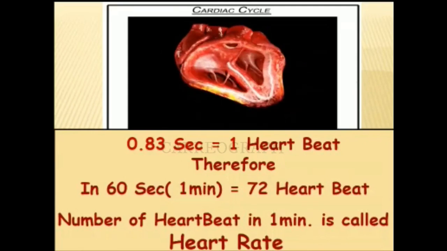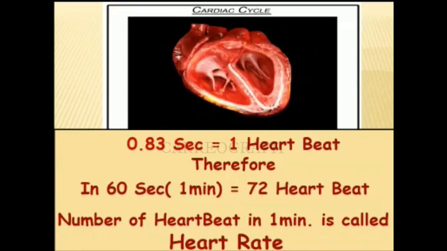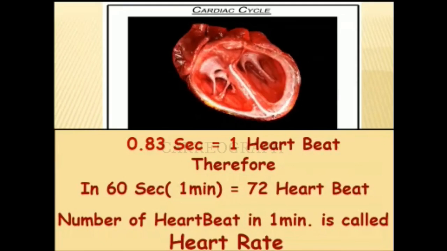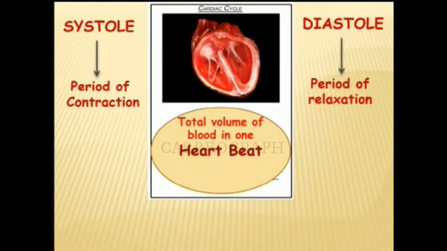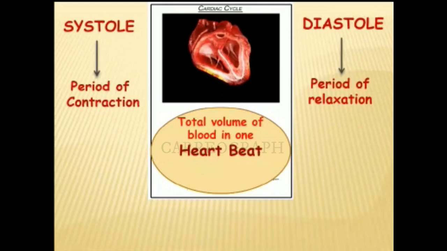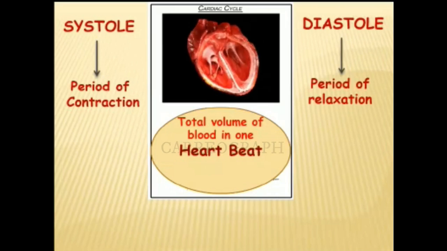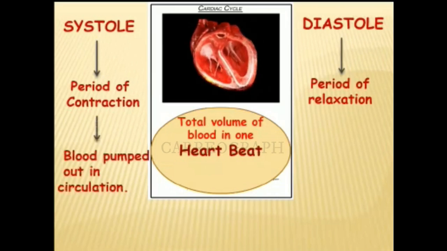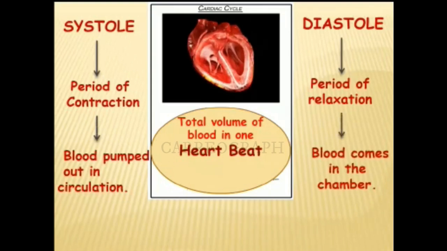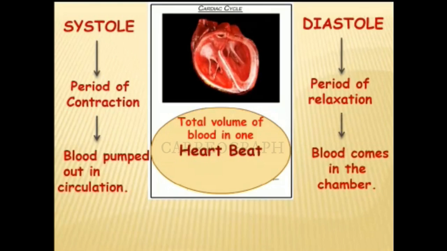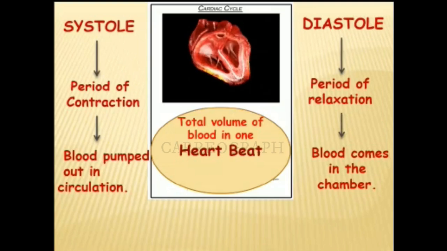So friends, we have seen the heart rate, and in one systole there is a period of contraction in which we have seen the time taken is 0.43 second, in which blood is pumped out in the circulation, and in the period of relaxation, that is 0.4 second, blood comes in the chamber. Now here a question comes in the mind: what is the volume of blood which comes out in each systole?